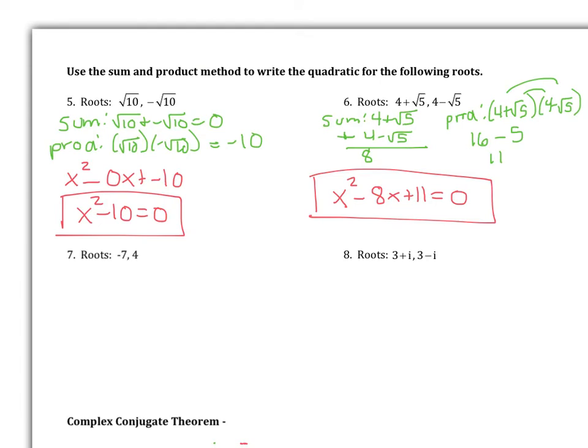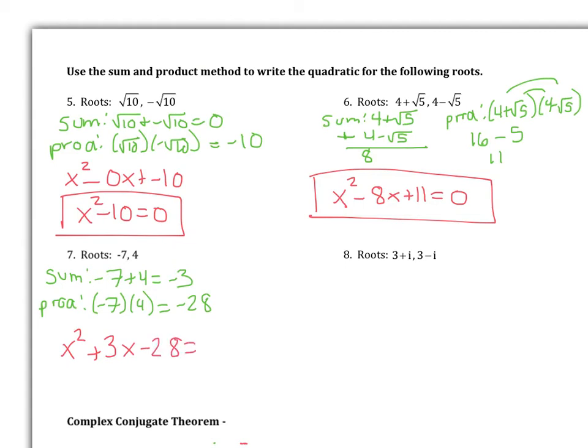Okay, for the next one, we'll go back to negative roots, so negative 7 and 4 are normal roots, but let's go ahead and use the trig method anyway. Their sum, negative 7 plus 4, is negative 3. Their product, negative 7 times 4, is negative 28. So our answer here is x squared minus negative 3 turns into plus 3x minus 28 equals 0.